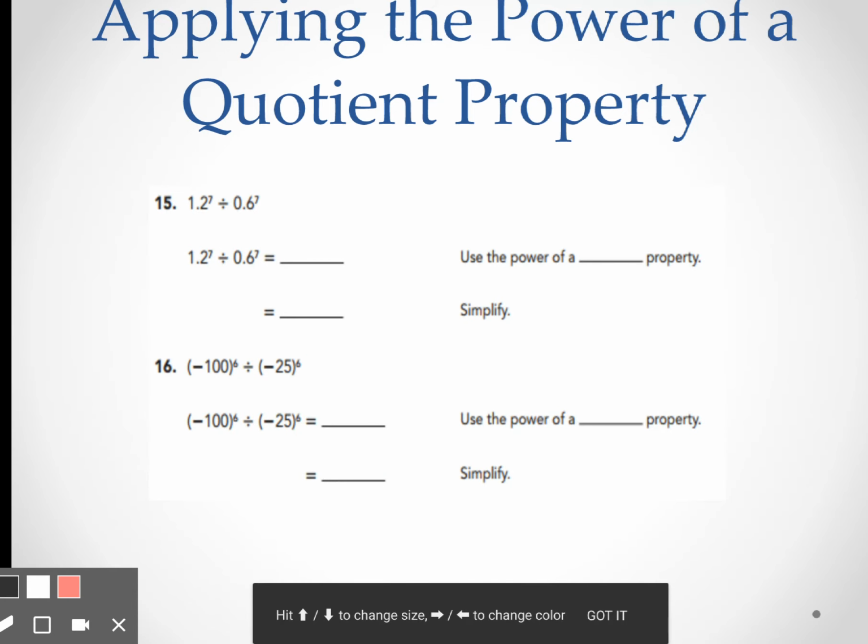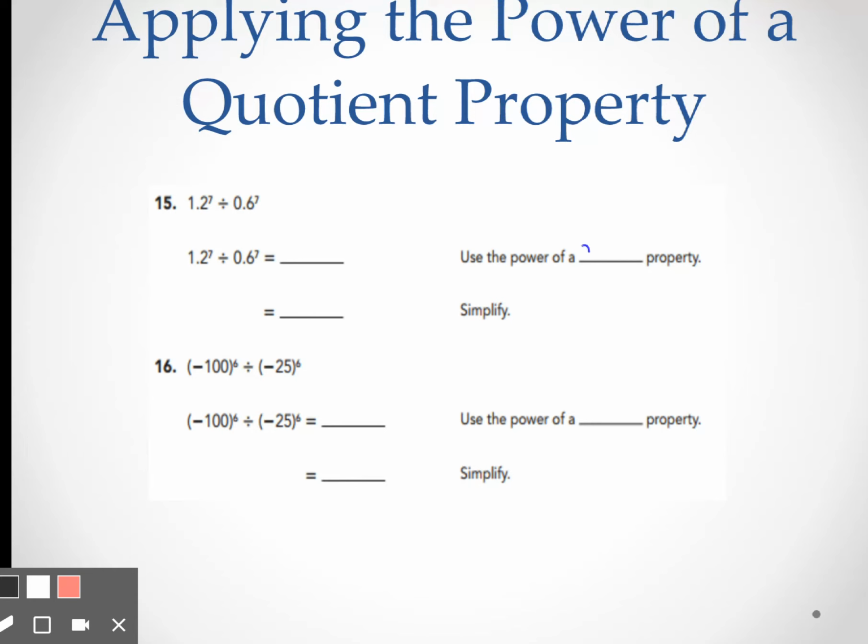Let's try some of these problems here. In number 15, you have 1.2 to the 7th power divided by 0.6 to the 7th power. So I'm going to use the power of a quotient because they have the same exponent. And I'm going to write it as that fraction, 1.2 over 0.6, all to the 7th power. To simplify, I'm actually going to use the division. I'm going to do 1.2 divided by 0.6. And I know that's 2 to the 7th power.